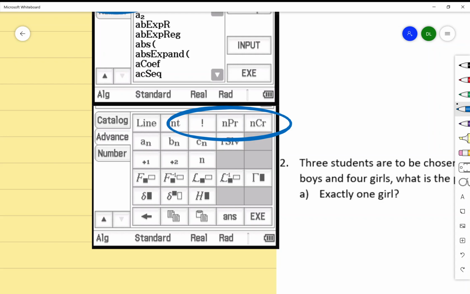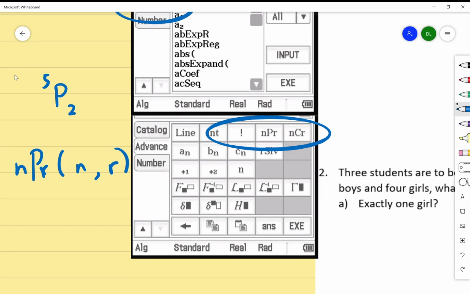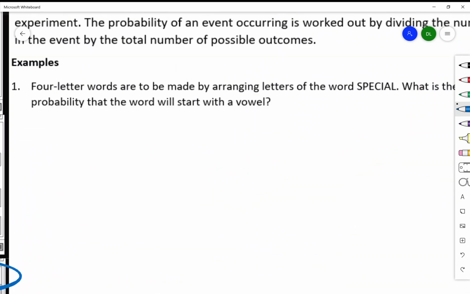nPr and nCr are what we're going to be focusing on. For example, if you want to calculate the permutation when n equals 5 and r equals 2, I'm just selecting random numbers. When you press the calculator's nPr button, it shows you this screen, and then you have to type in certain values. Note the first value is always going to be n and the second value is going to be r. So in our situation of 5P2, we're going to type in nPr bracket 5, 2. Awesome, let's get into today's content.